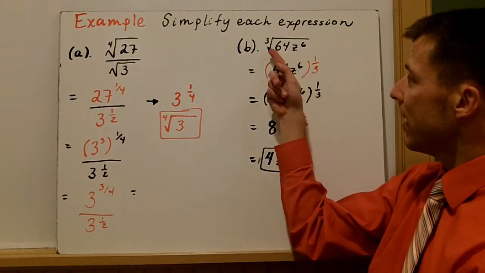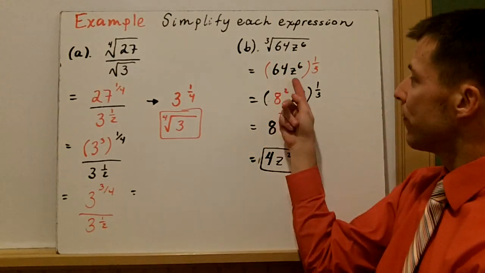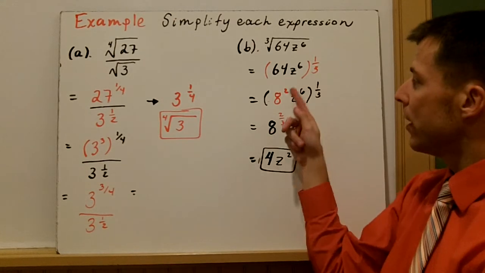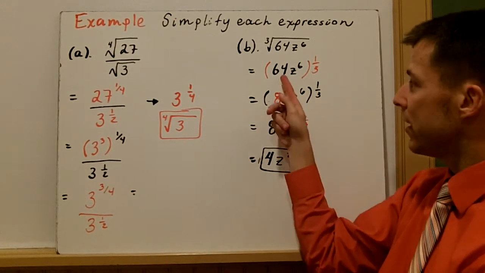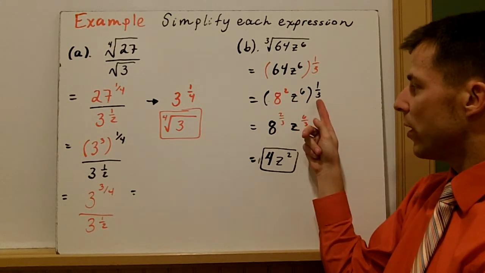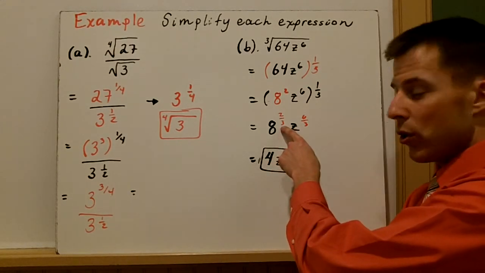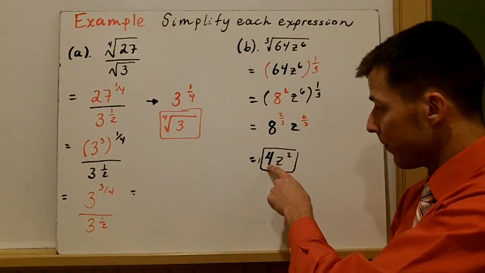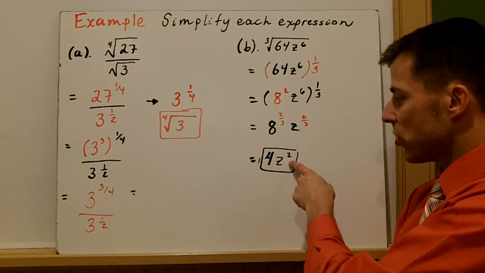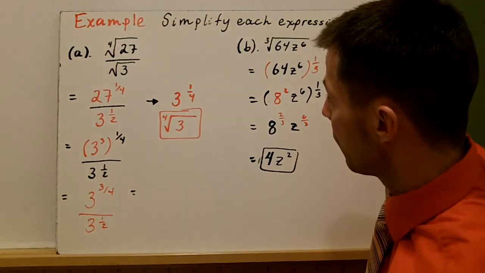In part B, I have the cube root of 64z to the 6. First step, I write this in exponential form. That's to the 1/3 power. Then I simplify inside. 64 is 8 squared. Z to the 6 I leave, to the 1/3 power. I distribute the 1/3 and I get 8 to the 2/3, which simplifies to 4, and z to the 6 over 3, which is z squared. So 4z squared is my final answer there.